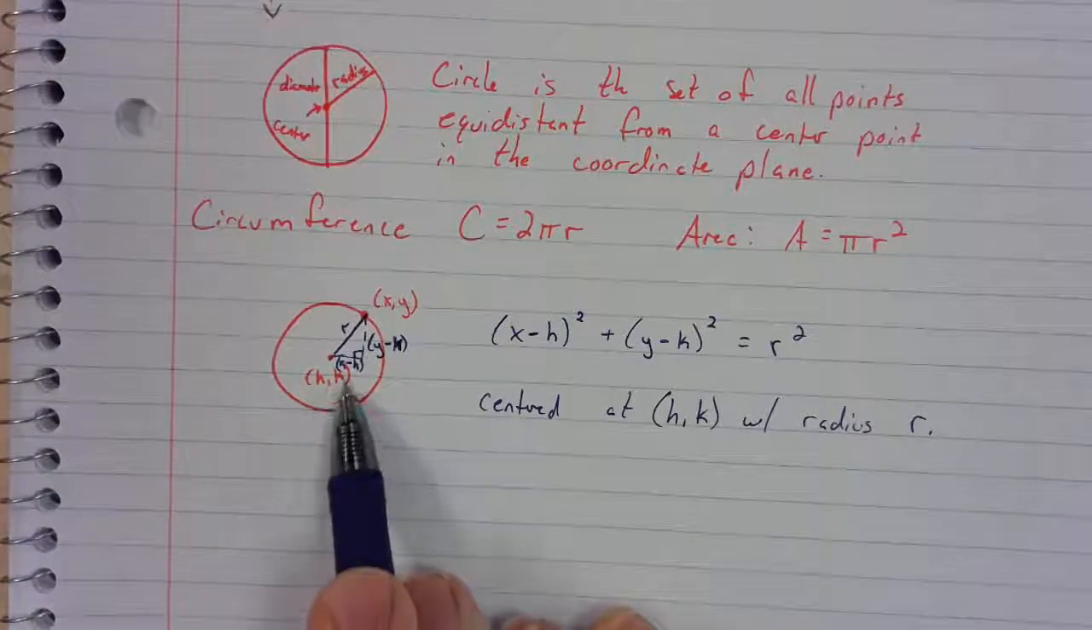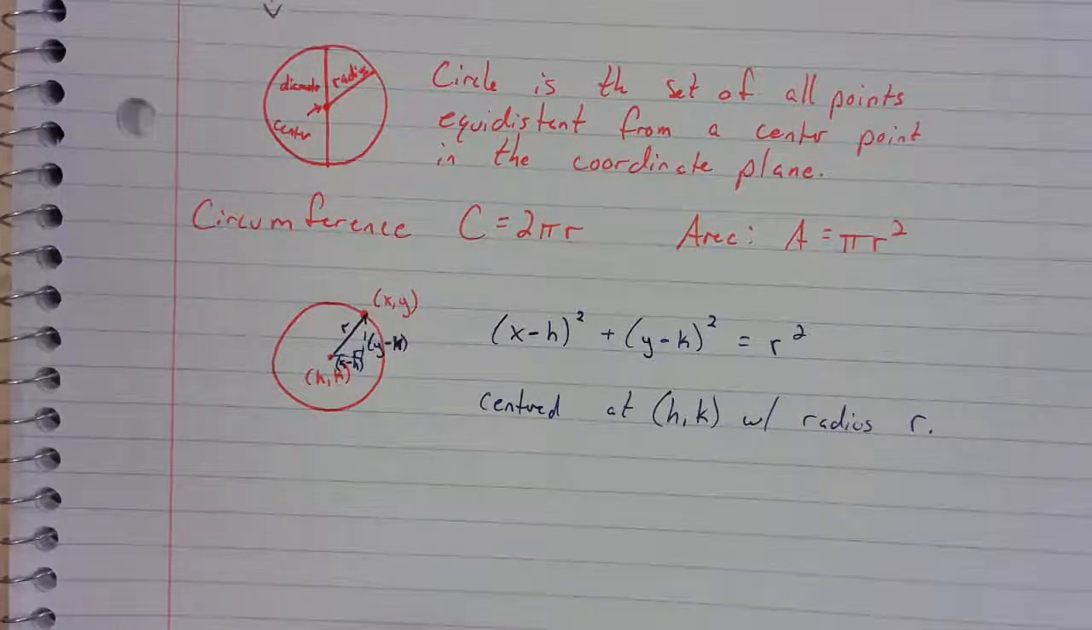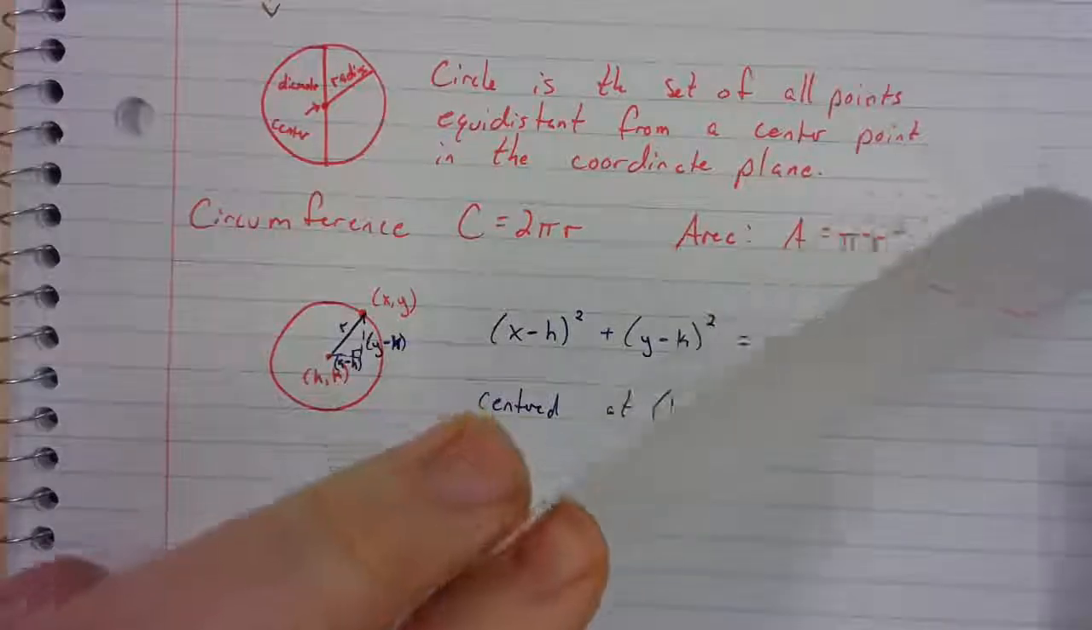That point is h, k, so the vertical distance will be y minus k. Sounds like a great question for after class. Examples.